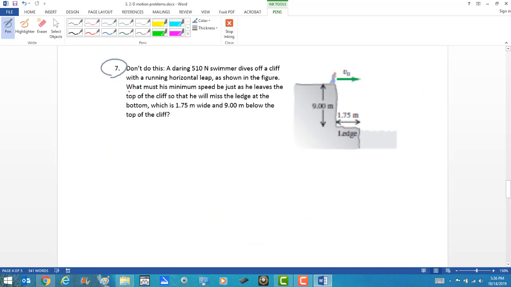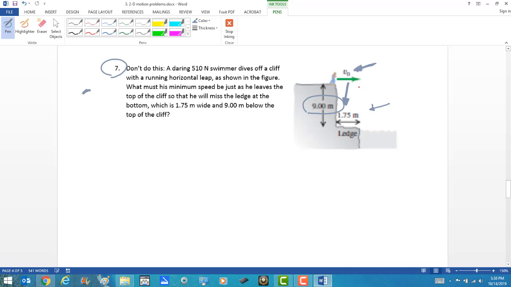Here we have a diver. What horizontal velocity will he need in order to miss this ledge, which apparently sticks out 1.75 meters at the bottom, given the fact that the cliff is 9 meters high? So the strategy for this problem is to calculate how long he's going to be in the air before he hits the ledge. The vertical component of his motion is entirely independent of the horizontal component.